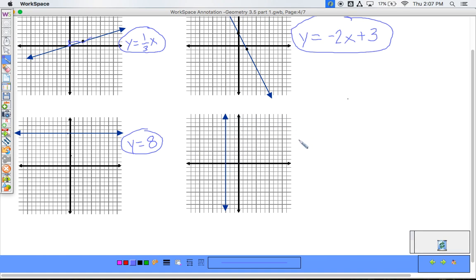So when our slope is undefined, it's actually x equals, and then you look, okay, where do we hit the x-axis? What does x equal on every point on this line? Well, it hits at -3. So our equation is x equals -3.